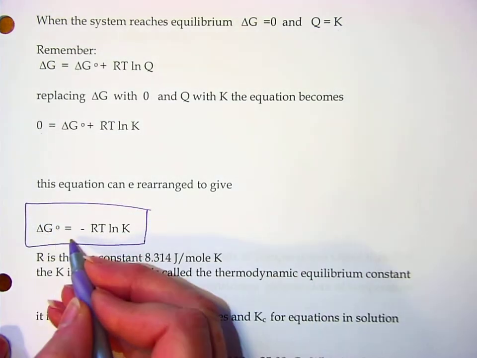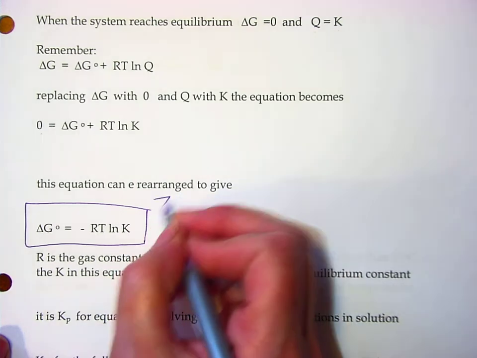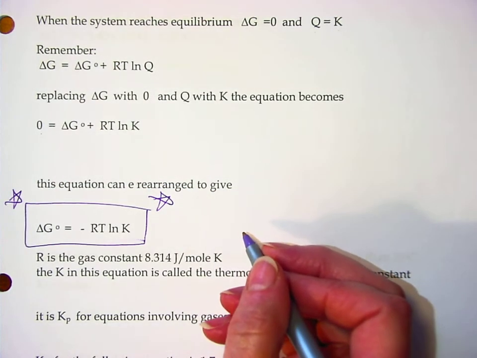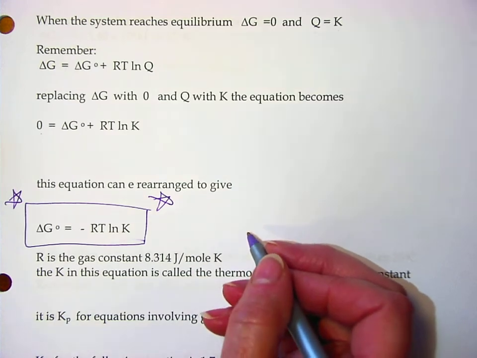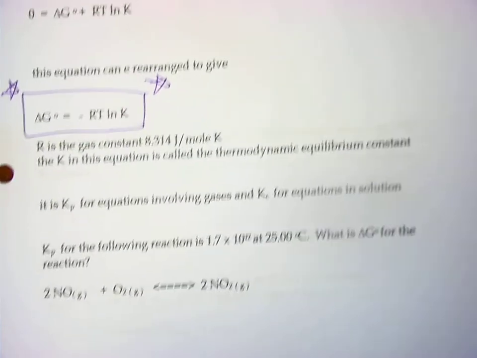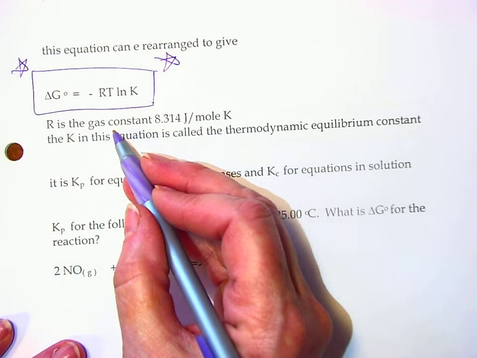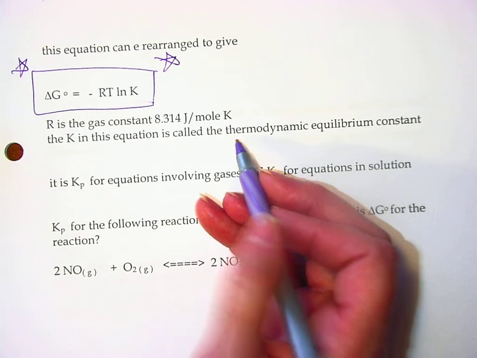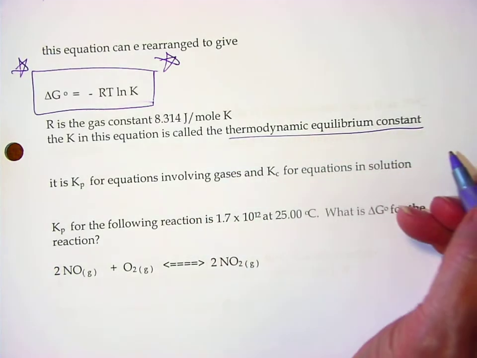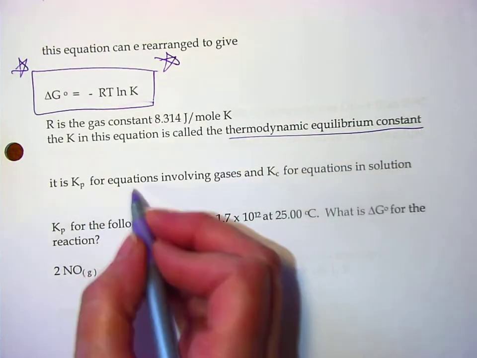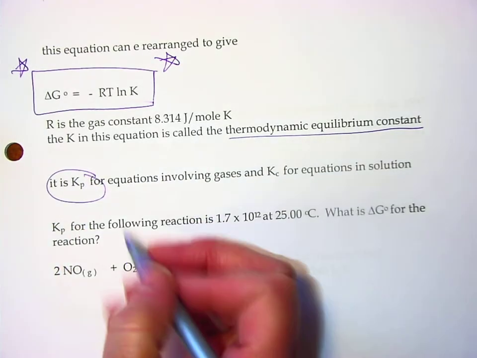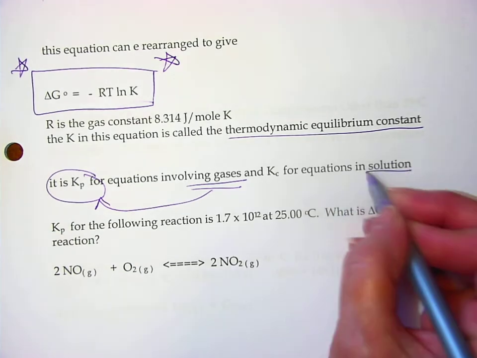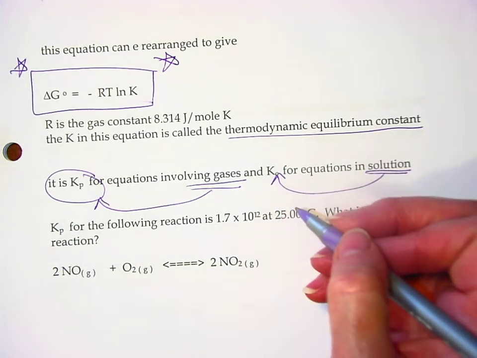Now we can rearrange this to the popular form. Delta G0 is equal to minus RT ln of K. And this is the form that we will use most often when we're talking about free energy for a system that is at equilibrium. And we use the gas constant value of 8.314 joules per mole Kelvin. We call that the thermodynamic equilibrium constant, which is generally K sub P. If we have gases, we use K sub P. If we have a solution, we use K sub C.